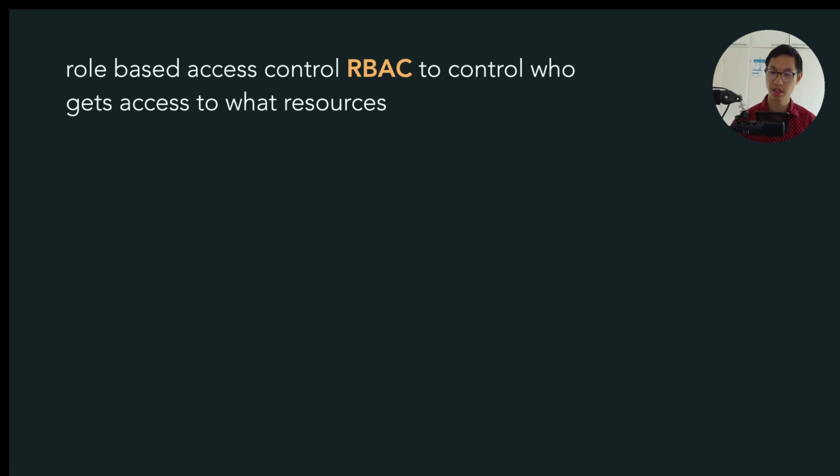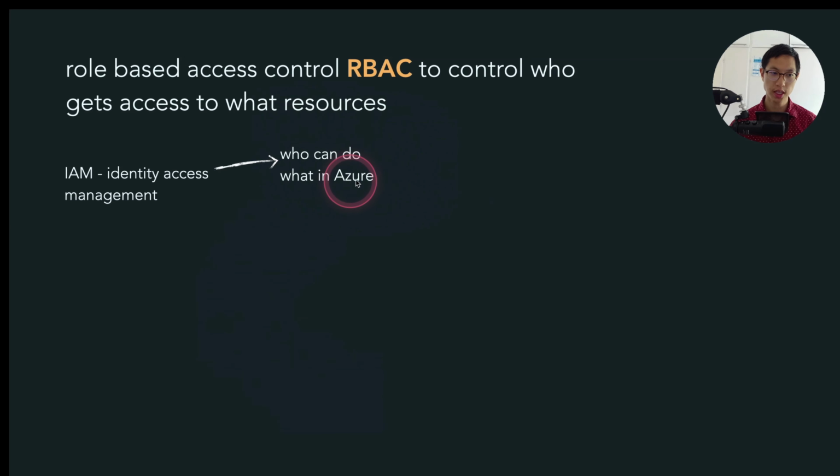You don't give access to everyone, because that is a security risk. What you should do is that some people should get just enough access. So there's something called IAM, Identity Access Management. And for doing this, we get who can do what in Azure, and this is very important.